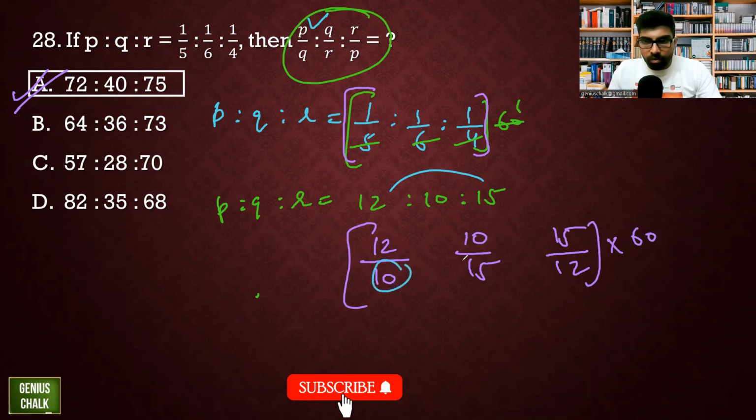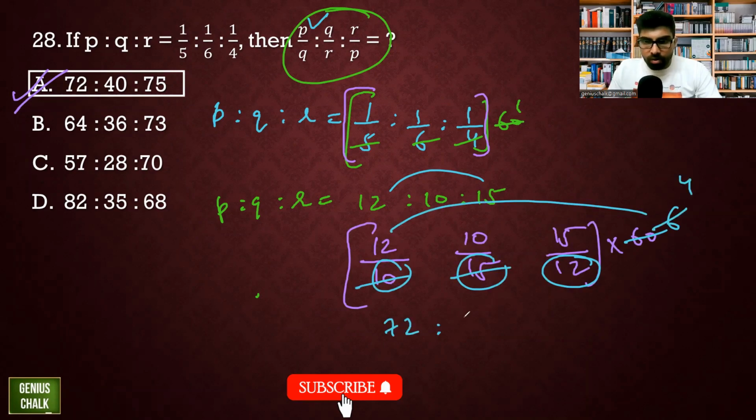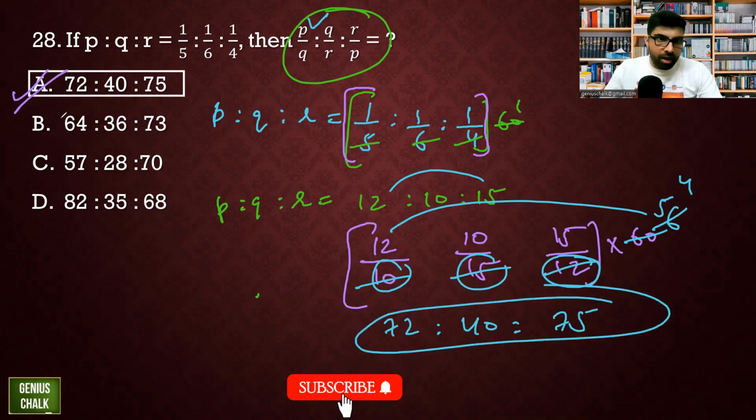So this is 10, 15, 12. This is 6. So 10 6s are 60, 12 6s are 72. 15 4s are 60, 10 4s are 40, 12 5s are 60, 15 5s are 75. So this way we can get our answer even faster, without cancelling these numerators and denominators, as the numbers are easier: 10, 15 and 12.